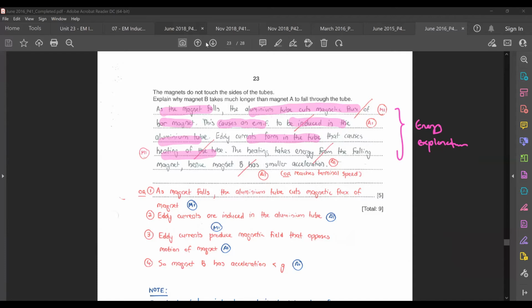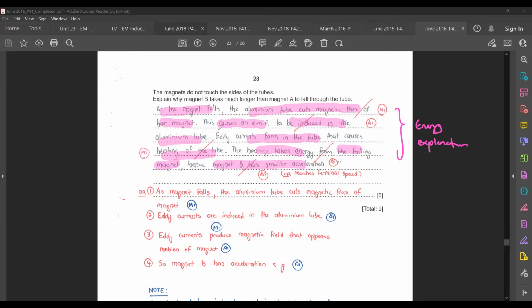So eddy currents form in the tube that causes heating of the tube. When current flows inside a conductor, it tends to heat up. So that's why I say here currents form in the tube causes heating of the tube. This heating takes energy from somewhere, according to conservation of energy. It actually takes the energy from the falling magnet. Hence, B would have a smaller acceleration. It will tend to move slower.